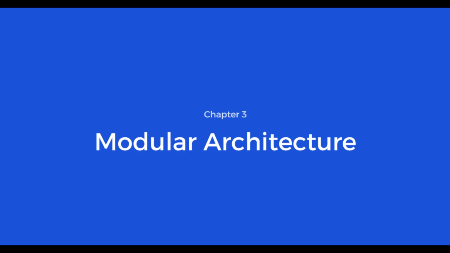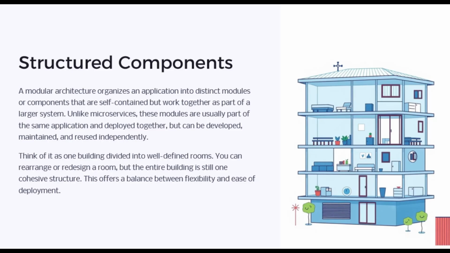Number 3, modular, component-based architecture. A modular architecture organizes an application into distinct modules or components that are self-contained but work together as part of a larger system. Unlike microservices, these modules are usually part of the same application, not deployed separately, but can be developed, maintained, and reused independently. Advantages: improves maintainability and code organization by separating concerns. Encourages reusability of modules across projects. Easier to adapt or add new features without disrupting the whole application.